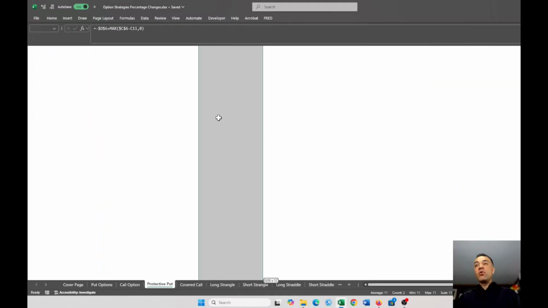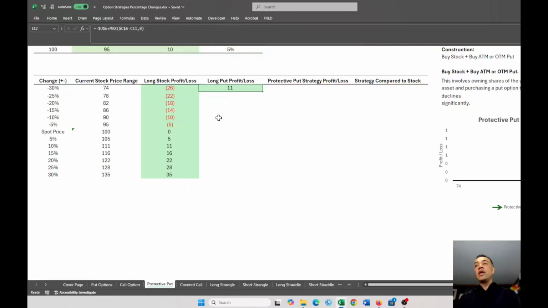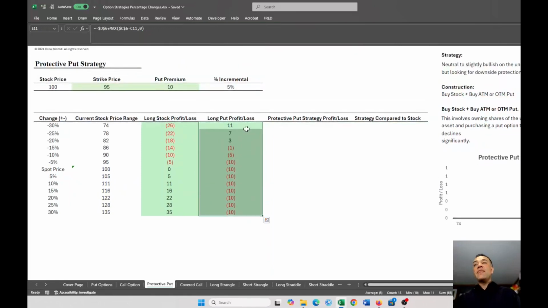And to see if you did it right, sorry, I went too far down. I'm going to hold down shift, scroll all the way down to those values, hit control D, and fill in the rest. And that's our profit loss on the put. The most we can lose, because we will not exercise it if we're out of the money, is $10. And then as we go down, we can make the difference between the strike and the stock, minus the 10 for the premium.